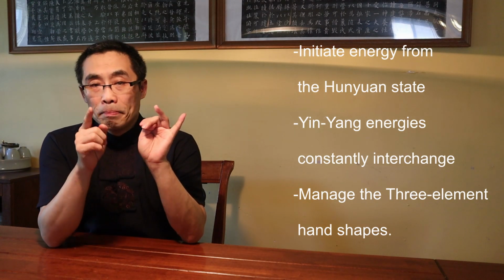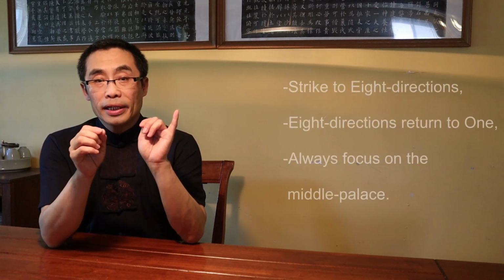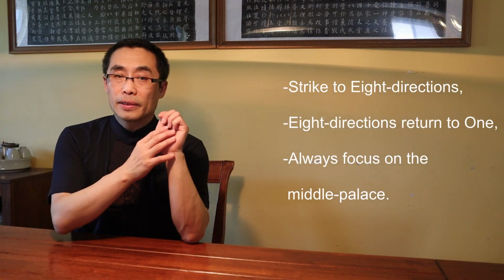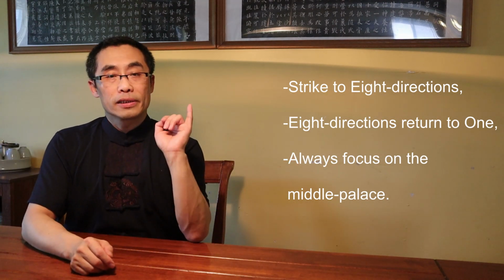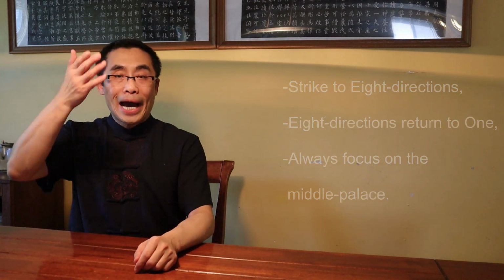3. Manage the three elements hand shapes. 4. Strike to 8 directions. 5. 8 directions return to 1. 6. Always focus on the middle palace. Now, let us look at each proverb. First, initiate energy from the Hunyuan state.